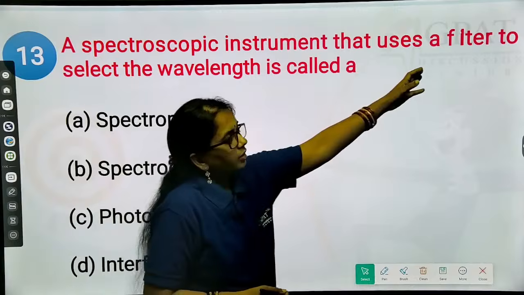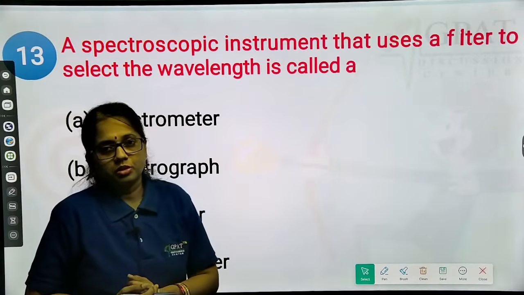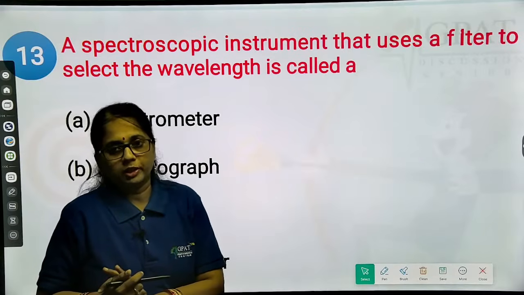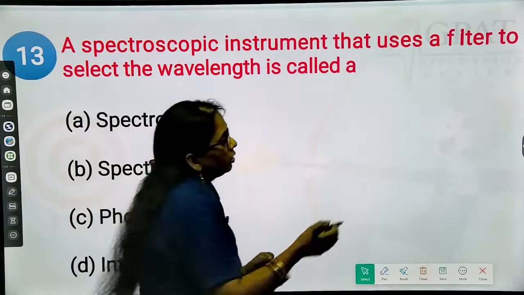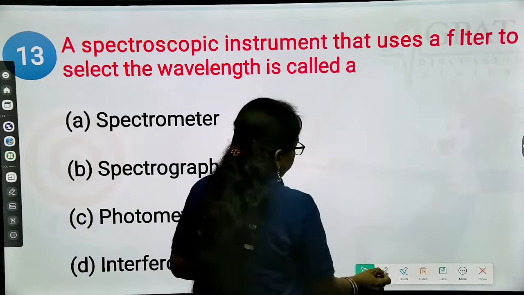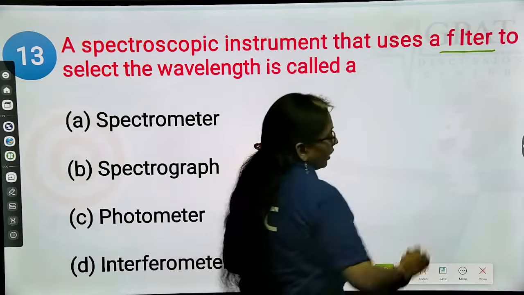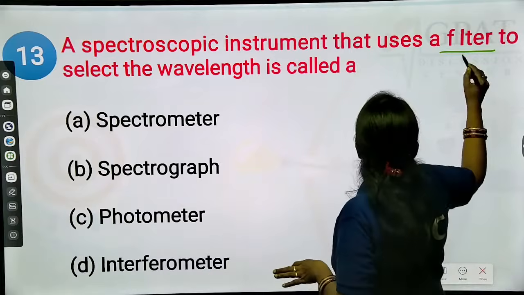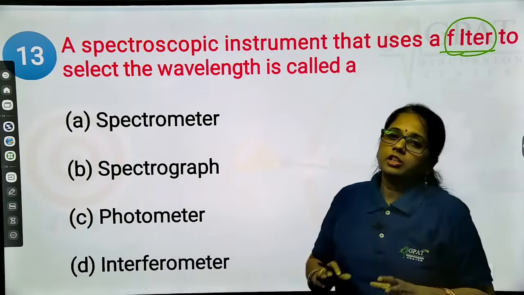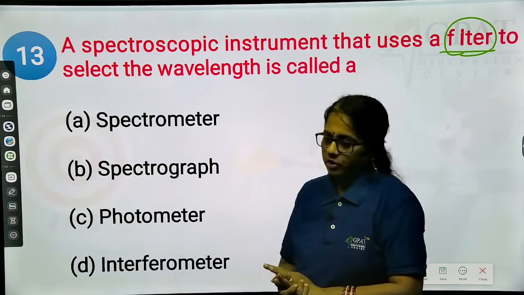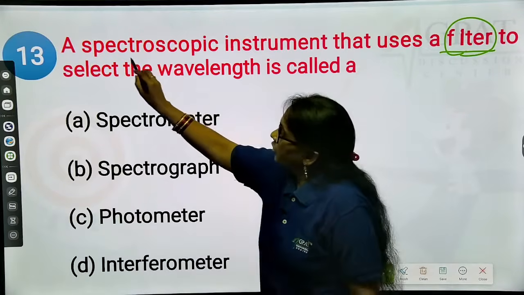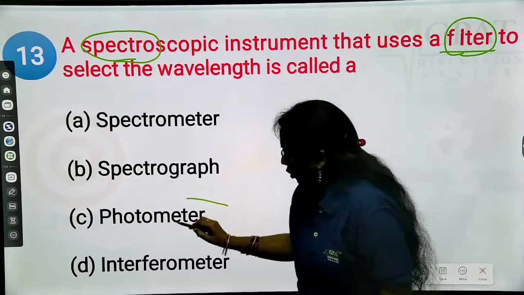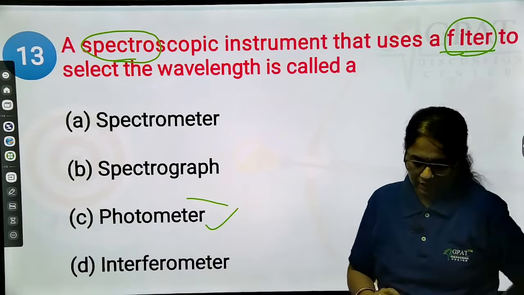Filters, gratings are going to be used in order to convert the polychromatic light to monochromatic light, and that is actually called a monochromator. Those instruments are called spectrophotometers, where we get the entire spectra over the entire wavelength range. But if we use filters, it is only going to give you a specific wavelength. In that case we do not call it a spectrophotometer, it is just a photometer. So, option C is going to be the right answer.